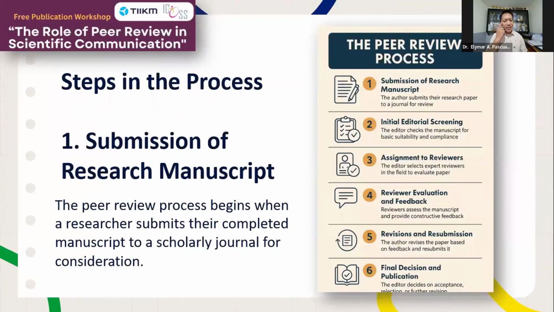On the right side of the slide, we have something like a map that guides us on the 6 steps of peer review. So let's have the first one. Of course, there needs to be a submission of a research manuscript. The peer review process begins when a researcher submits their completed manuscript to a scholarly journal for consideration. This manuscript typically includes the research objectives, methodology, results, analysis, and conclusions, along with references and supporting data.